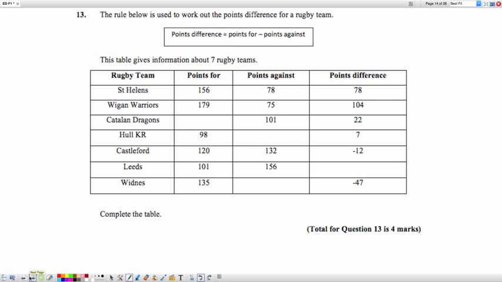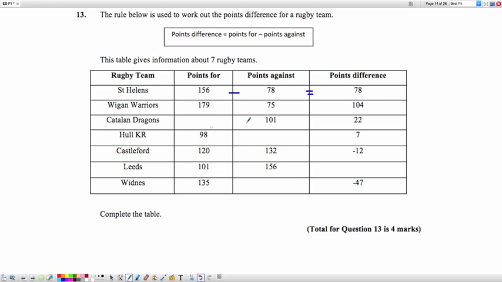Question 13. The rule below is used to work out the points difference for a rugby team. Points for subtract points against. So here we have points for, we subtract the points against, and we get the points difference. So we need to work out the missing spaces here.